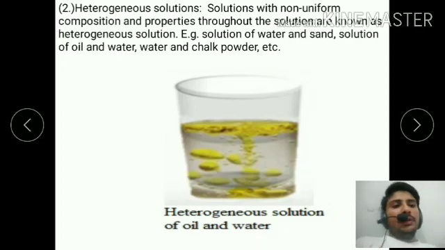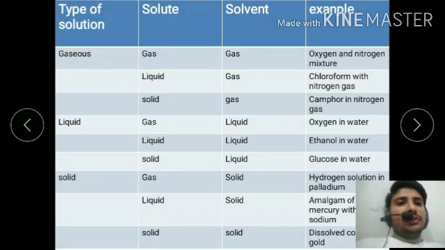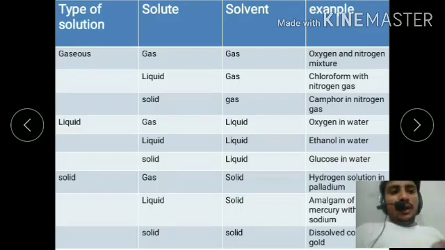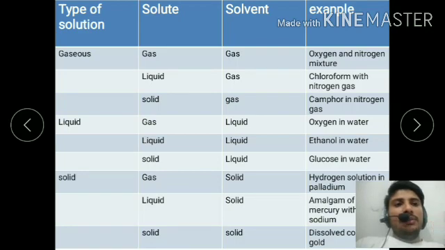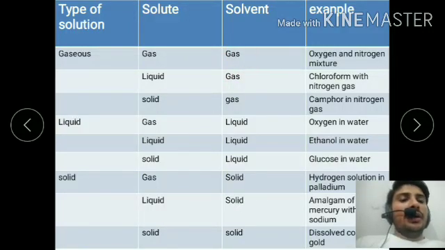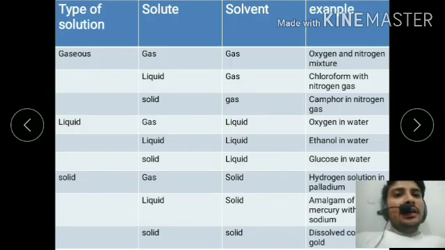There are many other types of solutions. See it. These are the types of solution: gas solution, liquid solution, and solid solution, based on solute and solvent. The solute is present in the lesser quantity and the solvent in the larger quantity. This is a very important topic. You have to learn this. A 1 mark question always comes from this topic. First, see gas solutions. Gas solution: if a gas is dissolved in a gas, the gas is solute and the gas is solvent. Example: a mixture of oxygen and nitrogen is a gaseous solution.